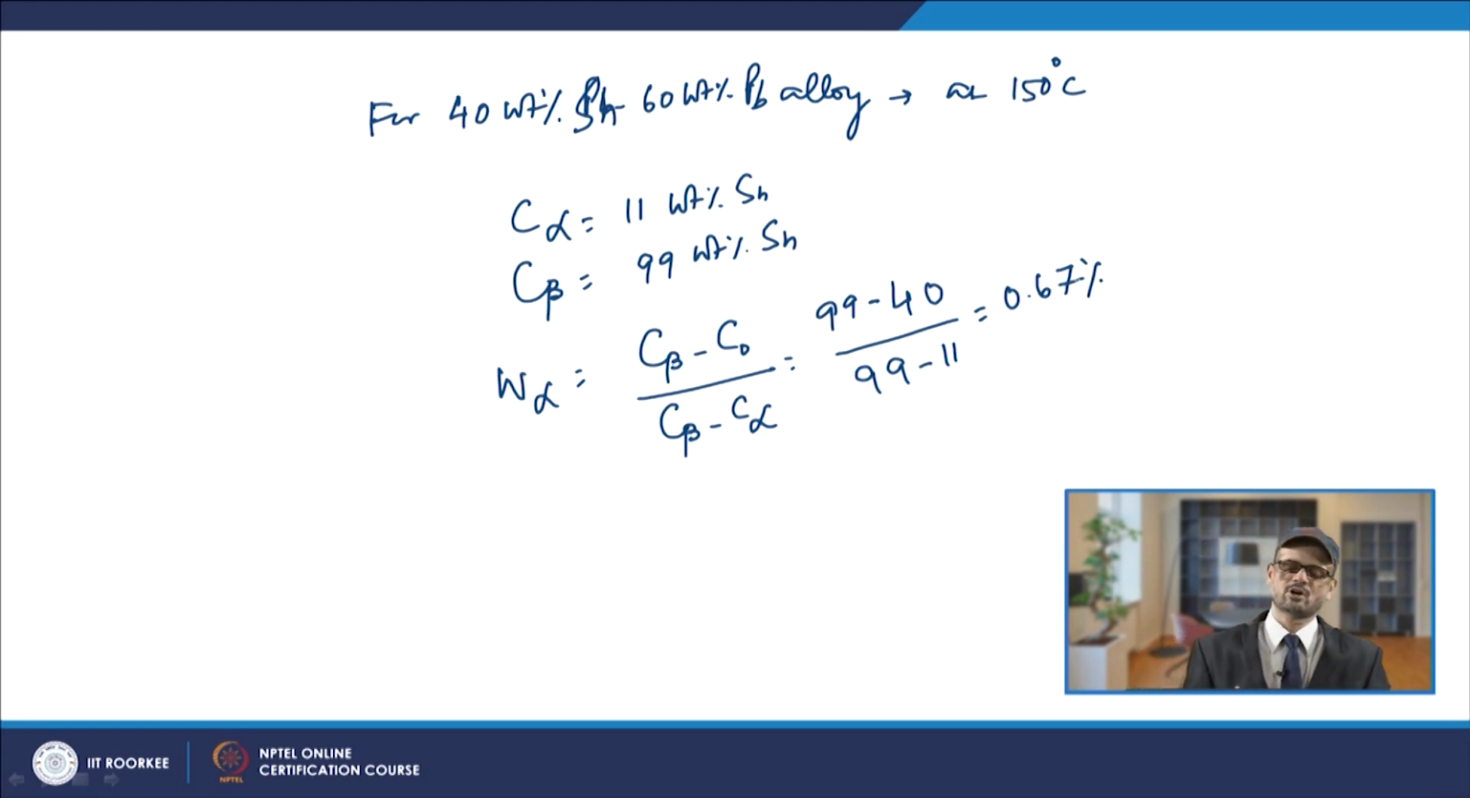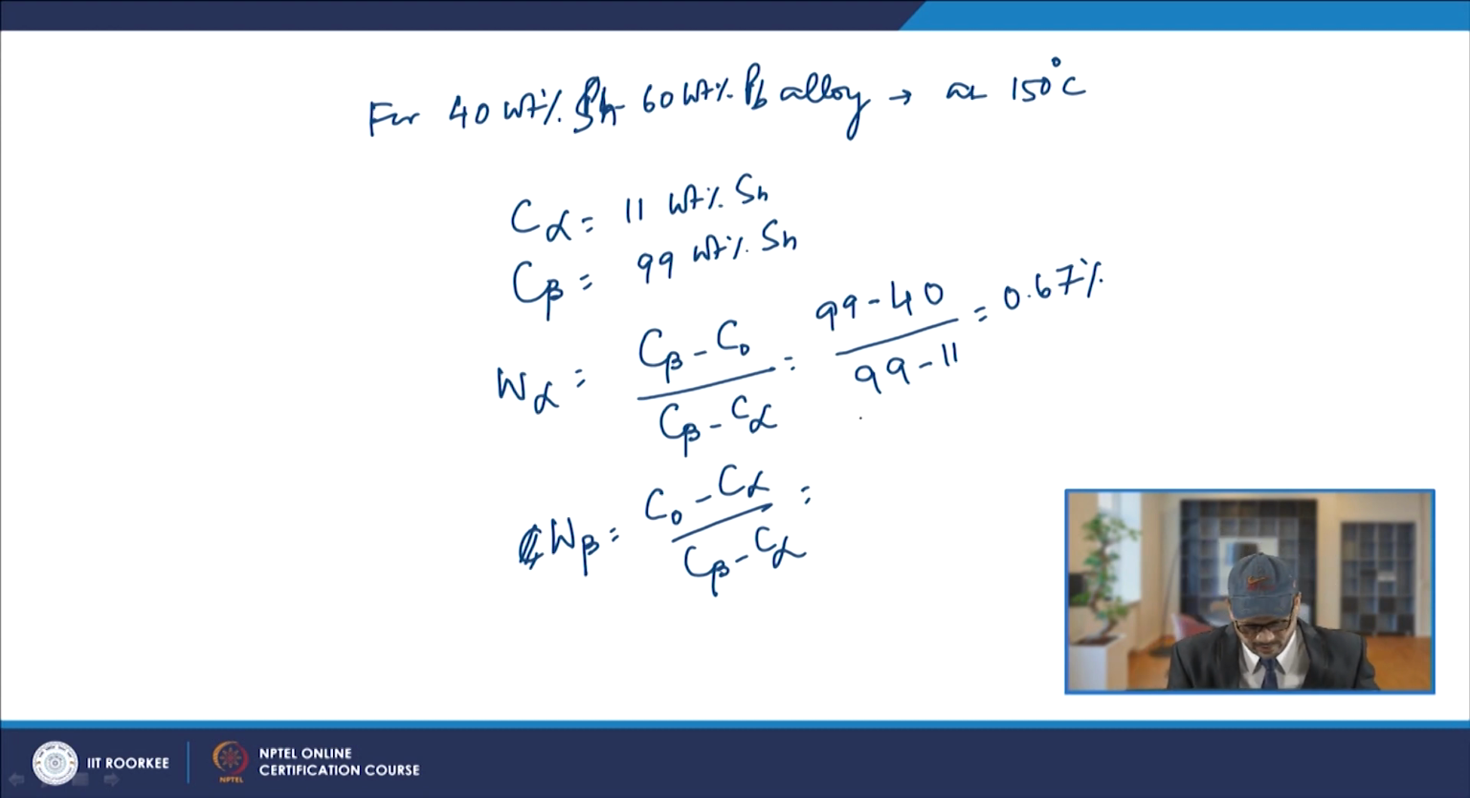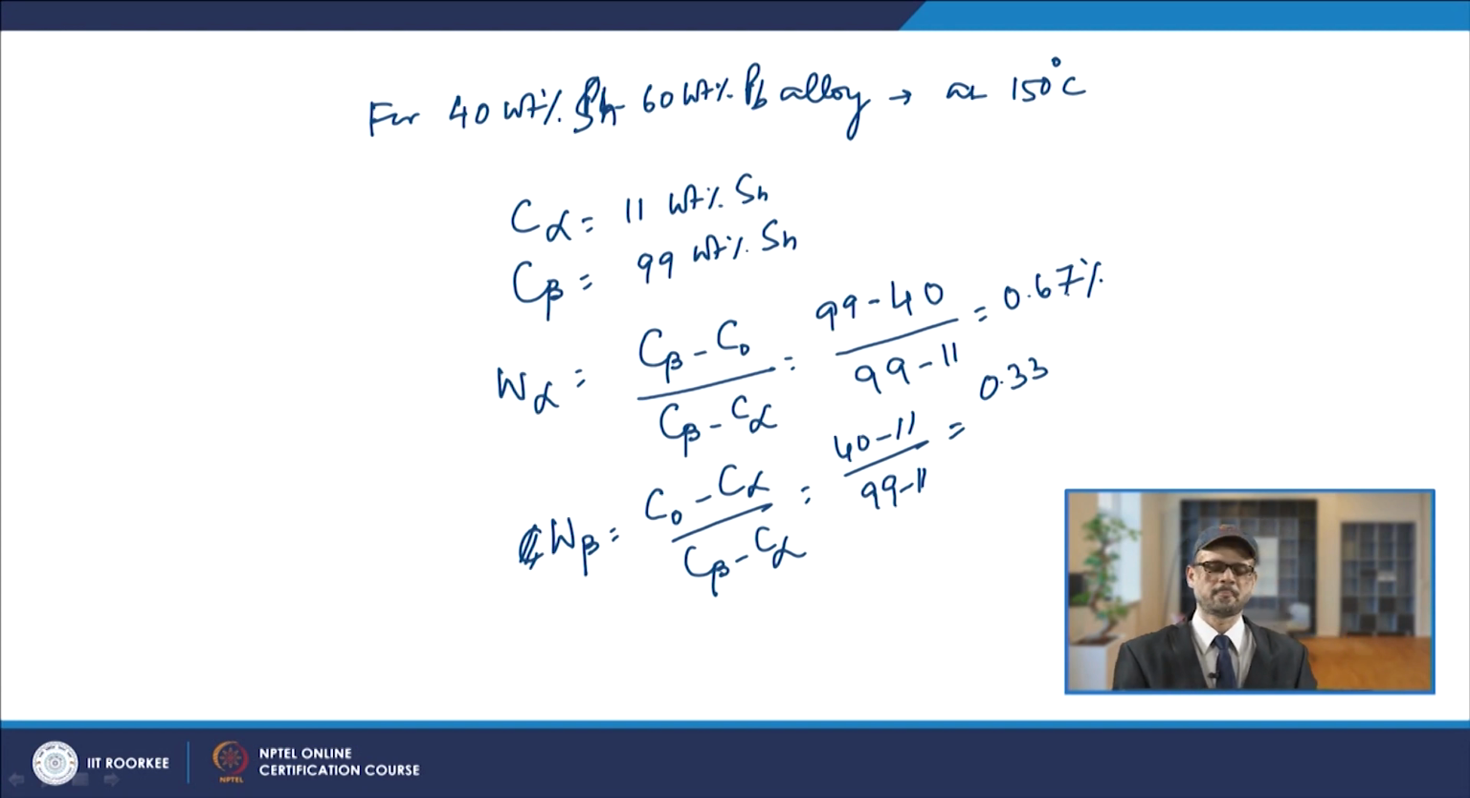So, similarly, if you talk about C alpha, it will be 100 minus this. So, that is your W alpha. And when you talk about the amount of beta formed, it will be C naught minus C alpha divided by C beta minus C alpha. So, again you will find it as 40 minus 11 divided by 99 minus 11. So, it is coming as 0.33. What you see is that W alpha plus W beta has to be 1. So, once you get this as 0.67 weight percent, W beta will be 0.33.